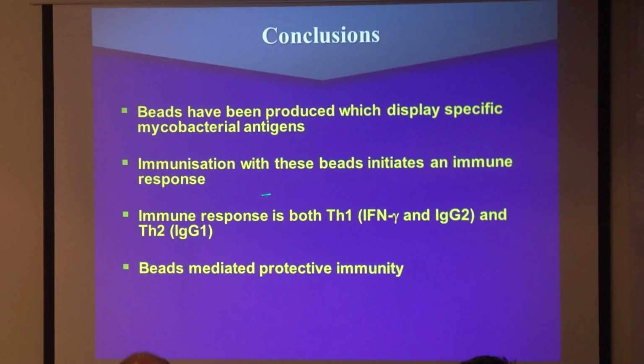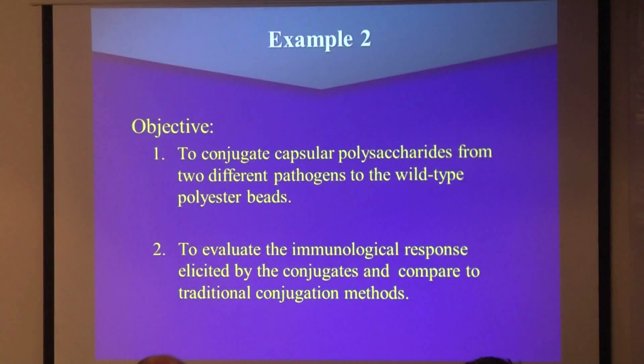So what we can conclude from this first example is the beads have been produced which display these mycobacterial antigens. Immunization with these beads initiates an immune response, and it is Th1 and Th2 and also to some extent Th17, and we saw protection.